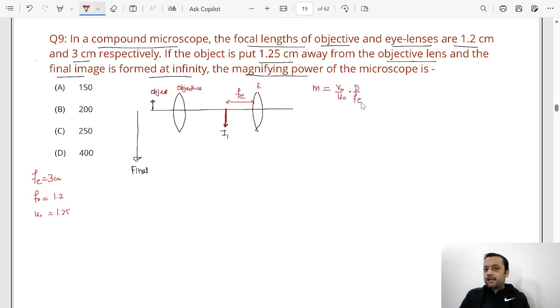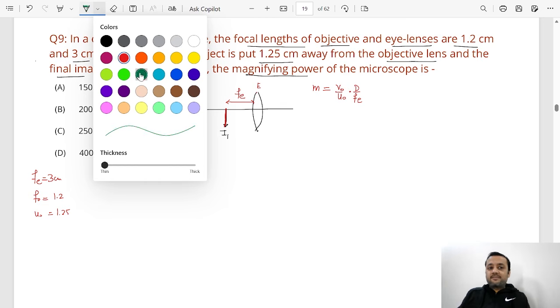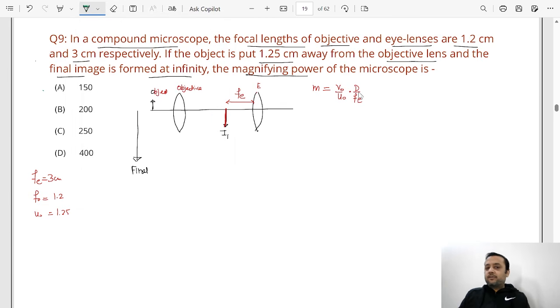I hope you are understanding this. All these things must have been taught to you. Now look, the value of D we know is 25. Fe is given already. Uo is also given, Uo is 1.25. So we have to just calculate Vo. Basically this distance is Vo. This is the image of the objective, and we have to calculate this.